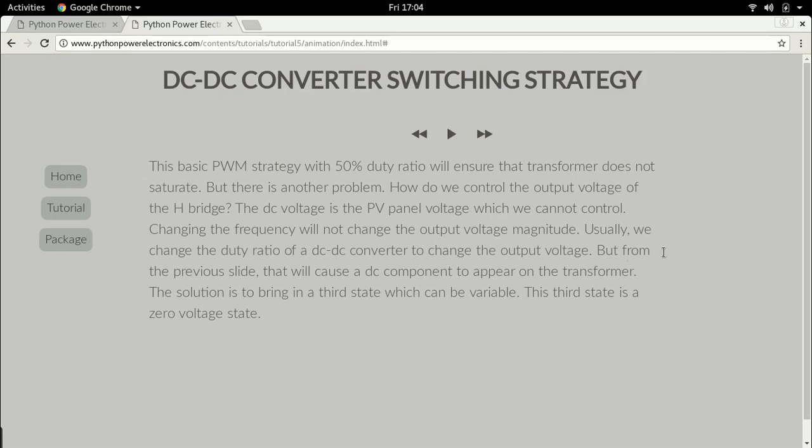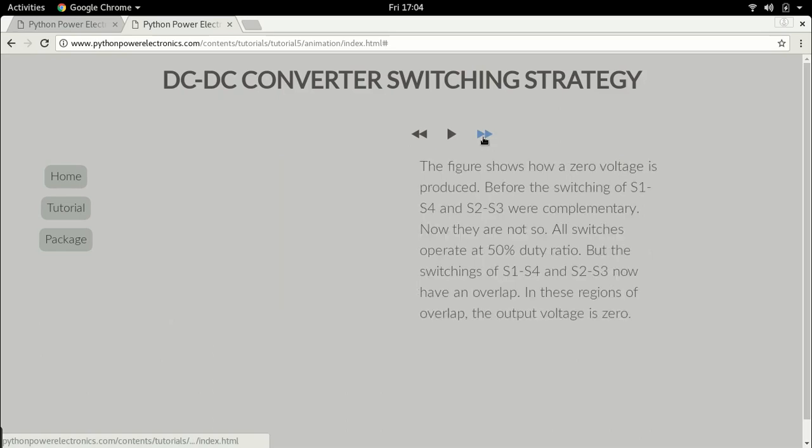So we are now in a bit of a problem. What this means is, how do we change the output AC voltage? And there is a solution. We have to bring in a third state. Now we have a positive part, we have a negative part, but we have to bring in a third state, and this third state is a 0 voltage state. And that's what I'll talk about in the next slide.